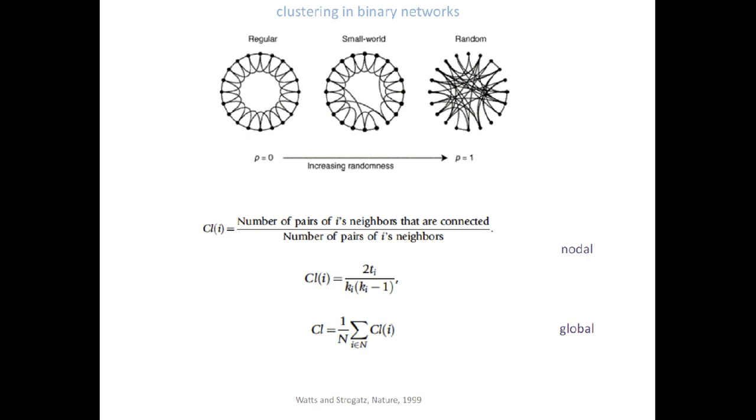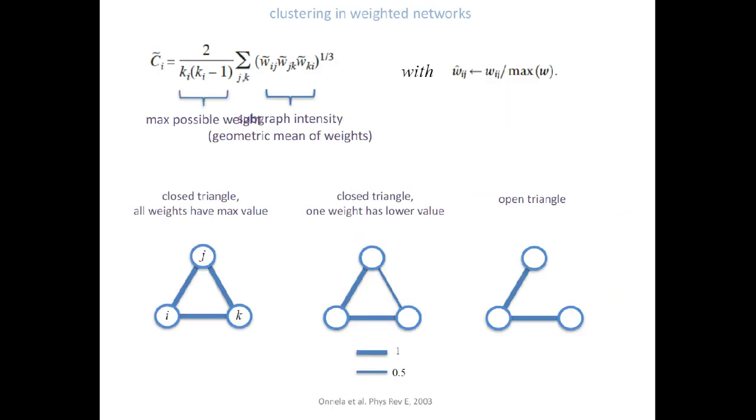So we can estimate this for each node, and we can do this for the entire network just by taking the mean. Right, so this is just the mean of all the nodal values. Fairly straightforward definition. It's basically the likelihood of finding a closed triangle attached to node I. Now, that's for binary, undirected networks.